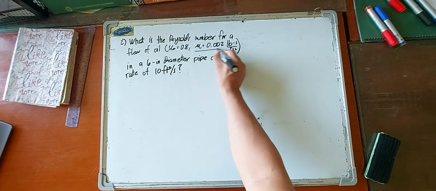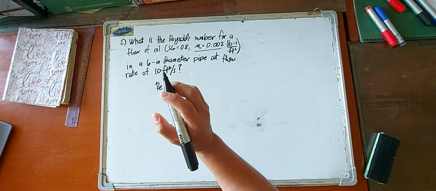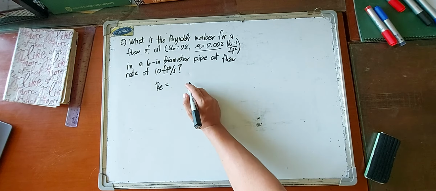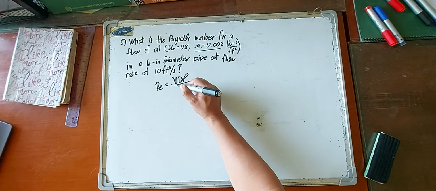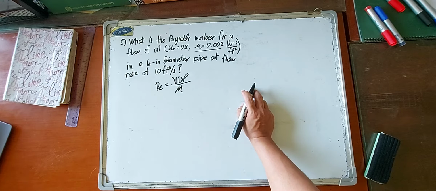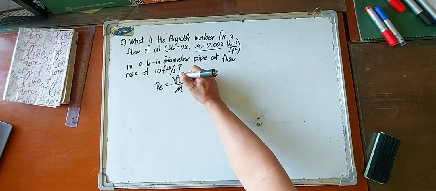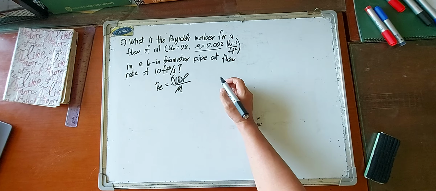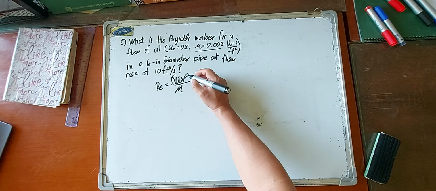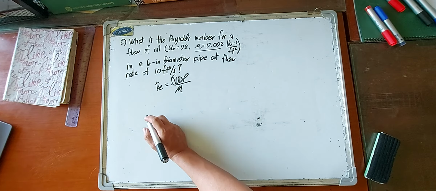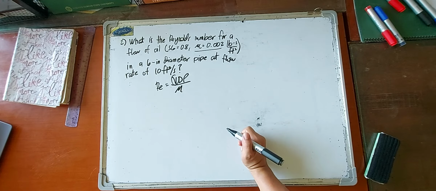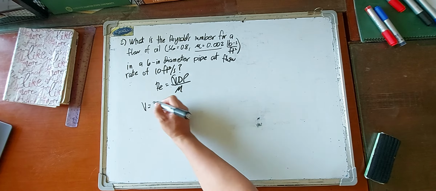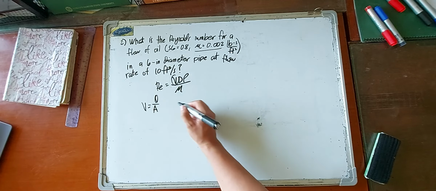So since we are given the absolute viscosity, then we need to use the formula for Reynolds number in terms of absolute viscosity: velocity times density divided by the absolute viscosity. Okay, so first we need to solve for the velocity and the density also. The diameter is given. Okay, so solve for the velocity, that is equal to Q all over A.